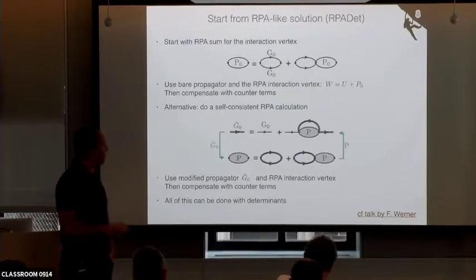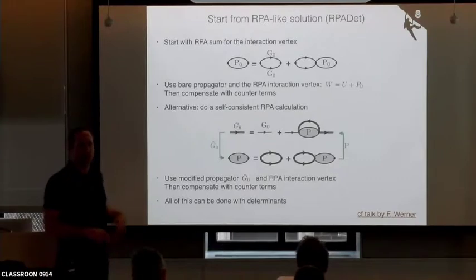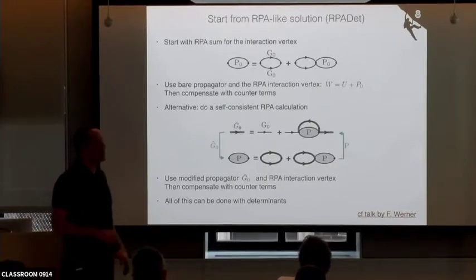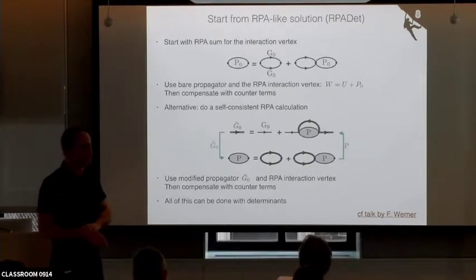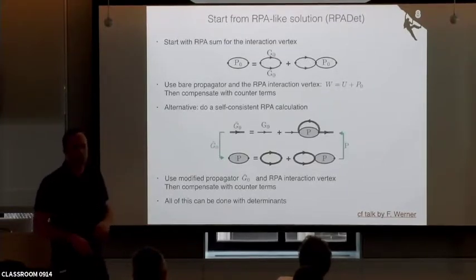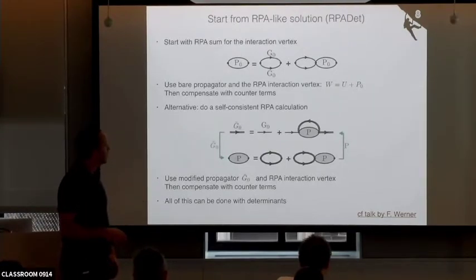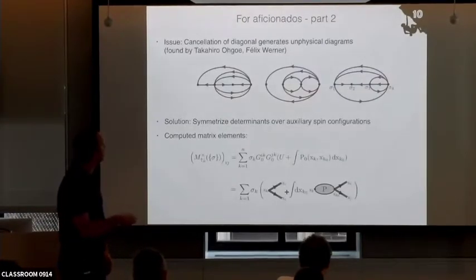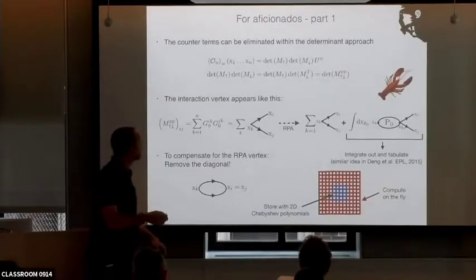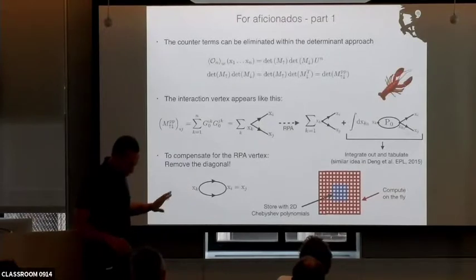Another way, and this is what we actually did, is to do a self-consistent RPA calculation where you also modify the bare propagator. So you do a self-consistency on the bare propagator, a bit in the GW spirit, and use this as a starting point. And now you have a modified bare propagator and also a modified interaction vertex. Okay? And the trick is that still you can do this within the framework of determinants, as Felix was saying. And so just for aficionados, I'll spend 2 slides trying to explain this, but this is getting a bit technical, so don't worry.